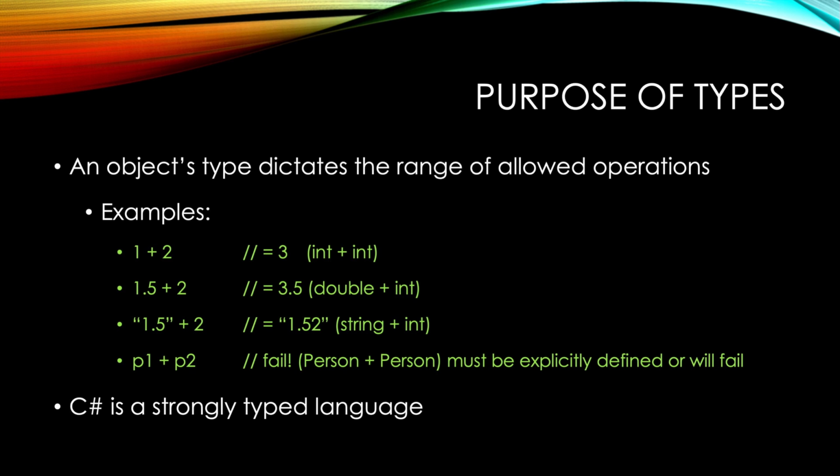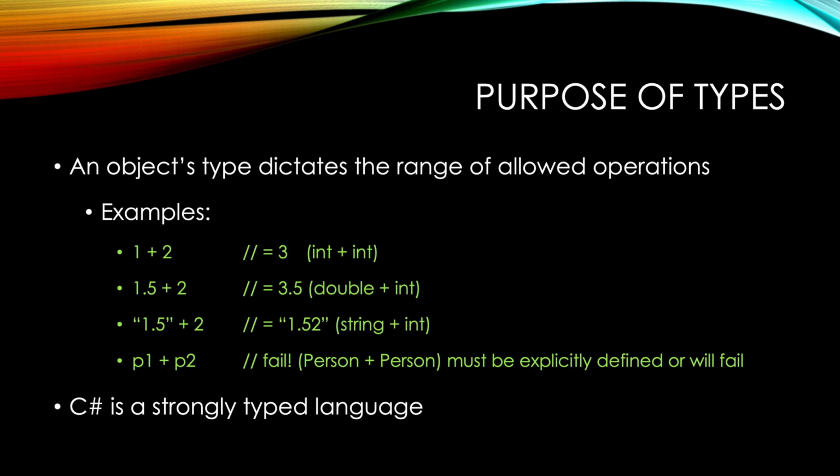And finally, P1 plus P2. Now, what does that mean? Well, by default, the plus operator has no idea what to do with two Person objects, right? So the plus operator must be implemented in the Person class to dictate how it should behave when you add two Person objects together, whatever that means. So this will fail unless it has been explicitly defined.